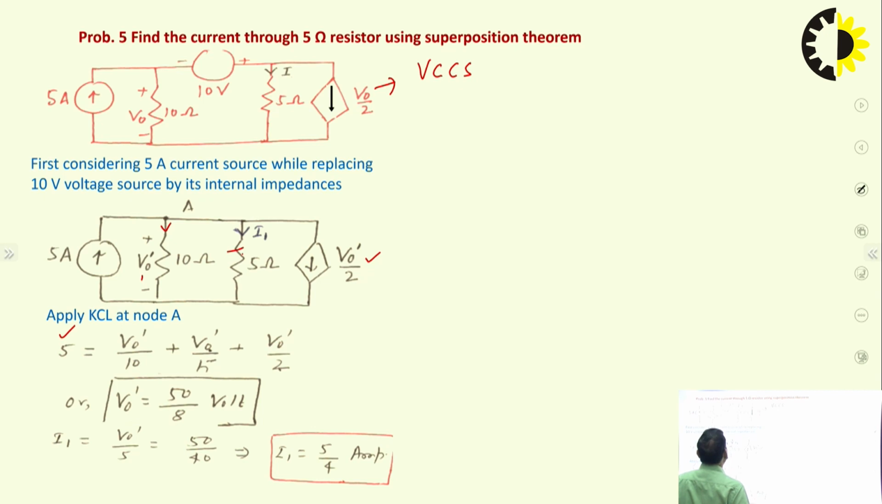So we can get the I1. What do I have to find? I have to find the current. So the current through this 5 ohm resistor using the 5 ampere current source is 5 by 4 ampere, and it is flowing from top to bottom.